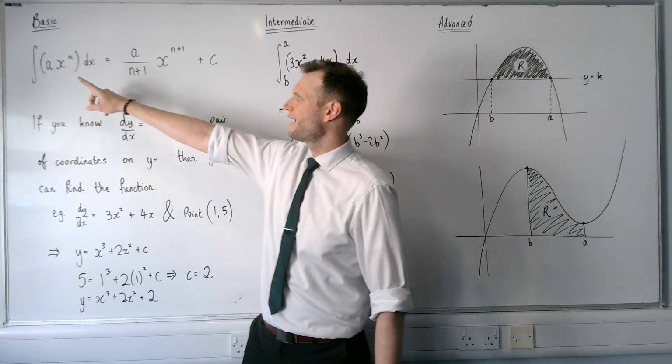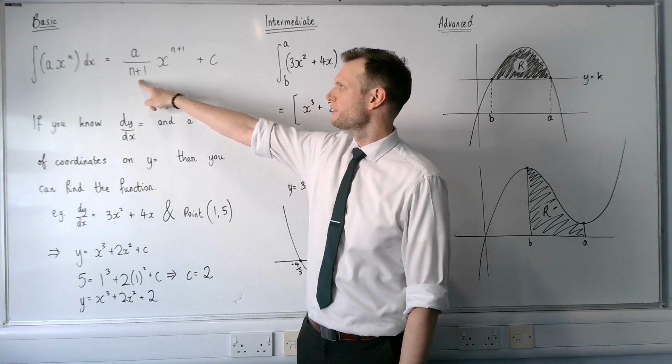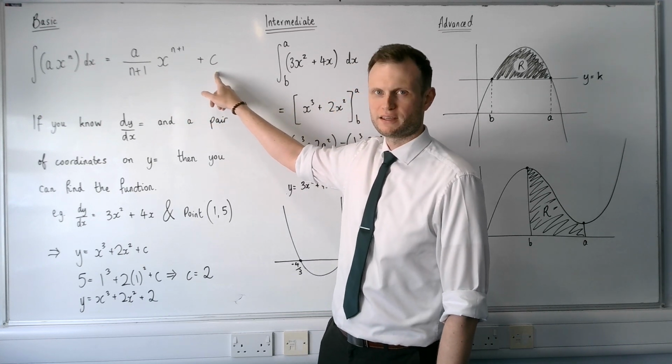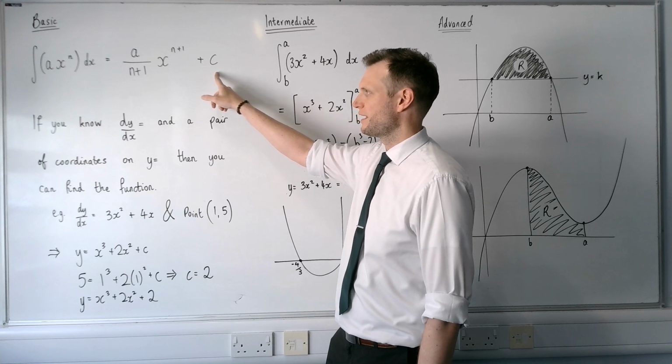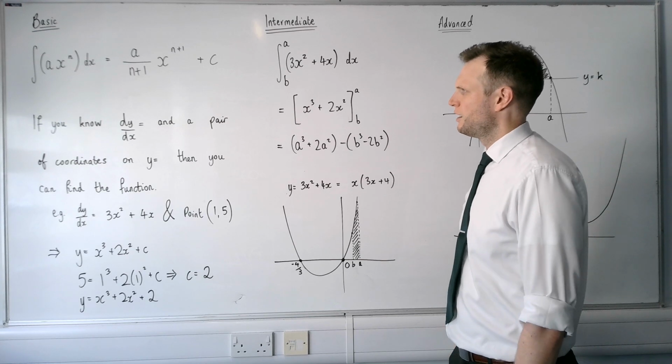So ax to the power of n, increase it to n plus 1, and then divide by it. Just remember also you need the plus c, the constant of integration at the end, unless you're doing definite integration, which we'll go on to.